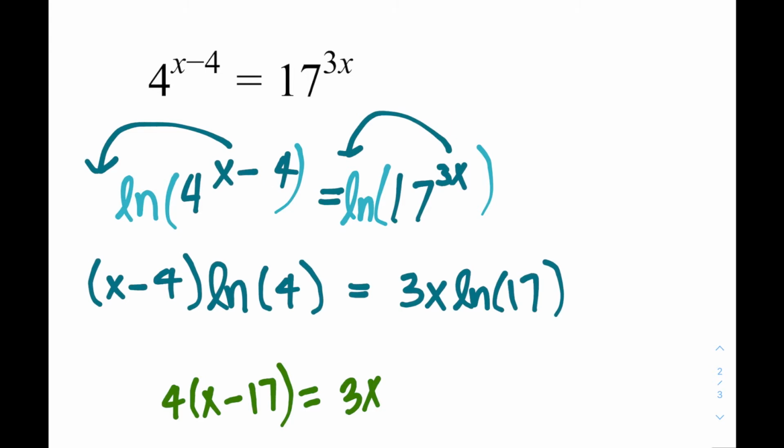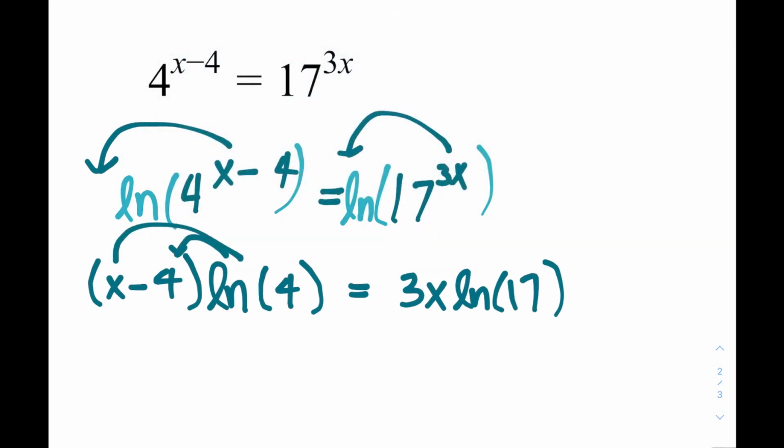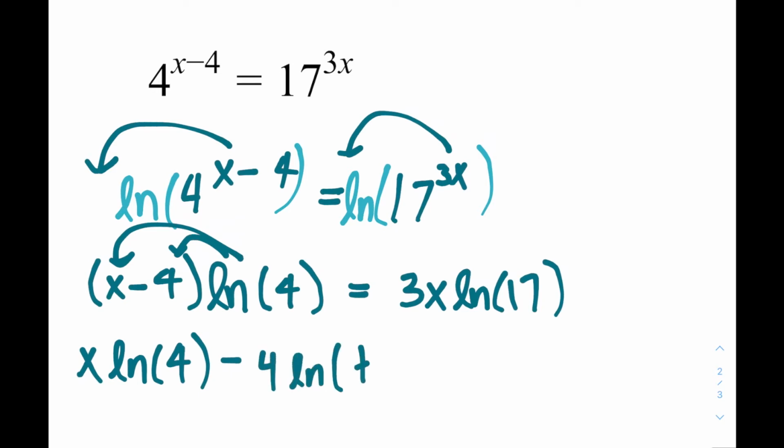I would distribute, get the x's on the same side, isolate x. We're going to do the same thing here. We just have to be a little more careful because it looks weird. We've got that natural log there. So I'm going to start by distributing natural log in. So we'll have x natural log of 4 minus 4 natural log of 4 equals 3x natural log of 17.